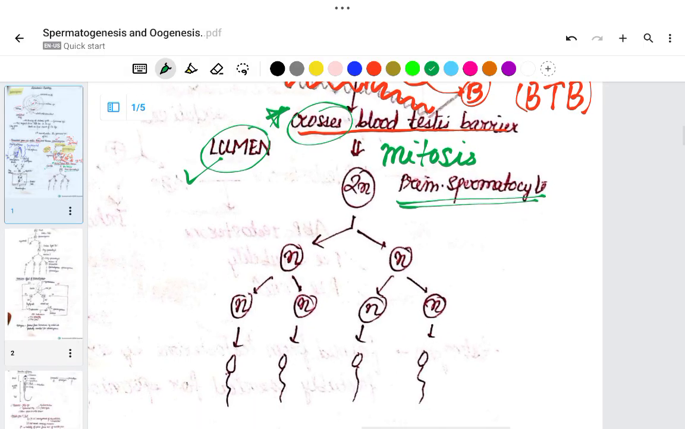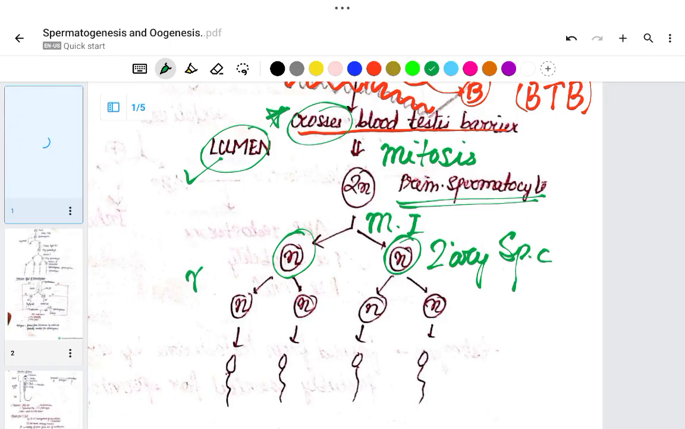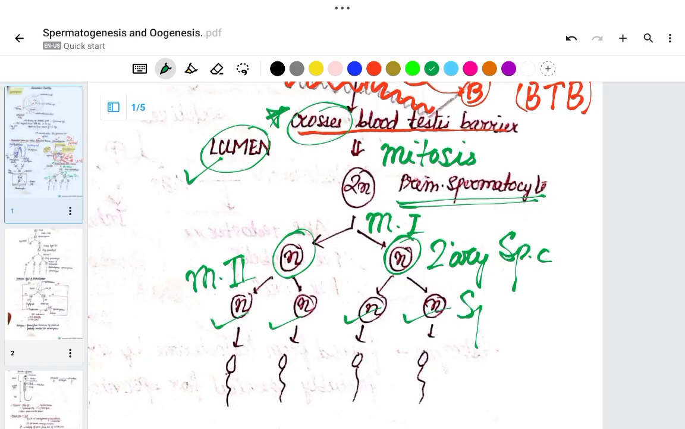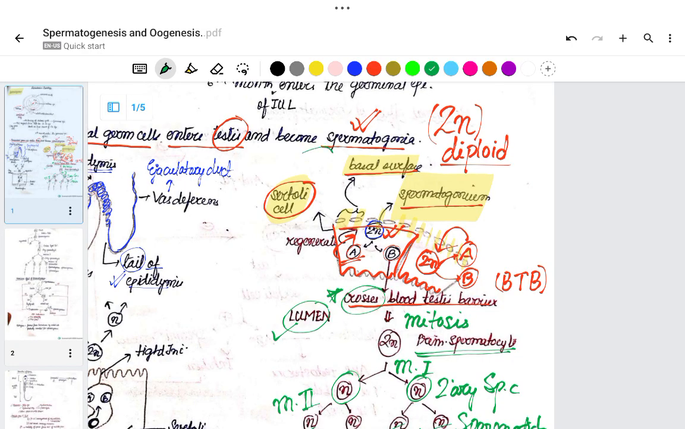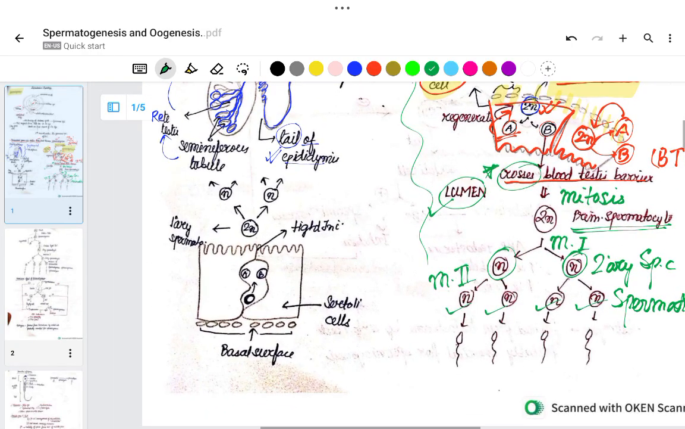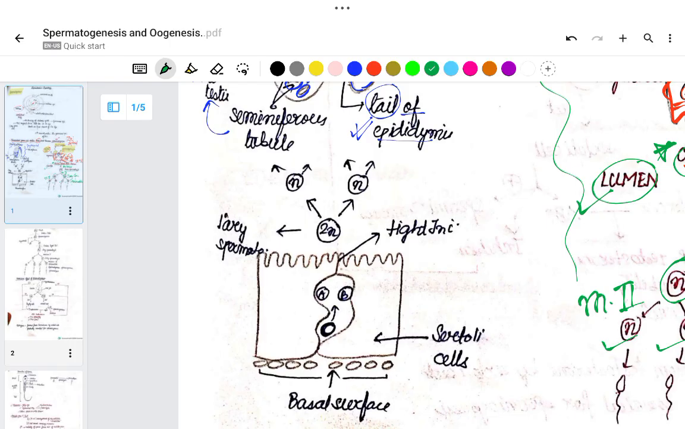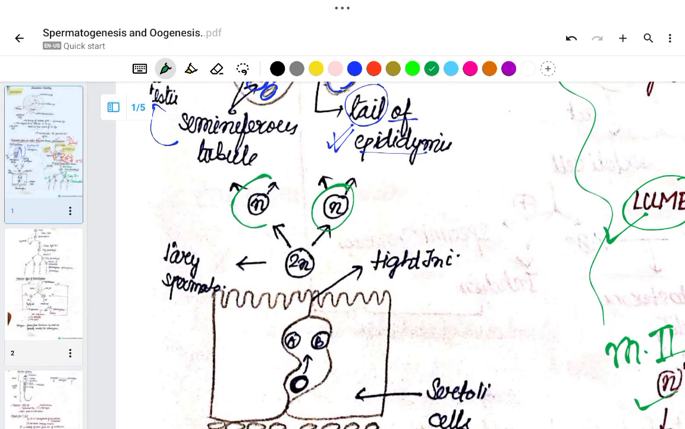The primary spermatocyte by meiosis 1 gives 2 secondary spermatocytes. A secondary spermatocyte by meiosis 2 gives 4 spermatids. So this is the general process of spermatogenesis. Now here we can see 2n gives primary spermatocyte, which gives 2 cells, each n.